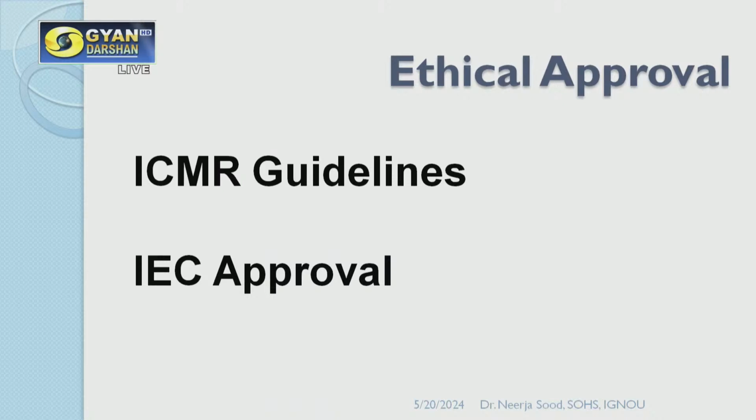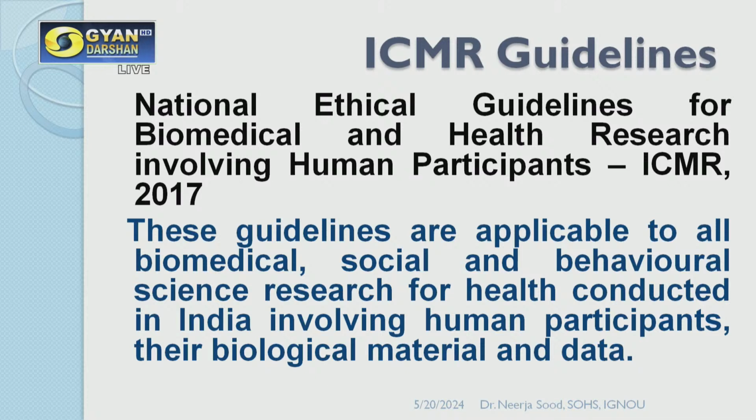Next aspect is your ethical approval. Two important things to keep in mind: ICMR guidelines to be followed and IEC approval to be taken. National Ethical Guidelines for Biomedical and Health Research Involving Human Participants, ICMR 2017 guidelines. Very important to understand, these guidelines are applicable to all the biomedical, social, behavioral science research for health conducted in India involving human participants, even if you are using their biological material and data.